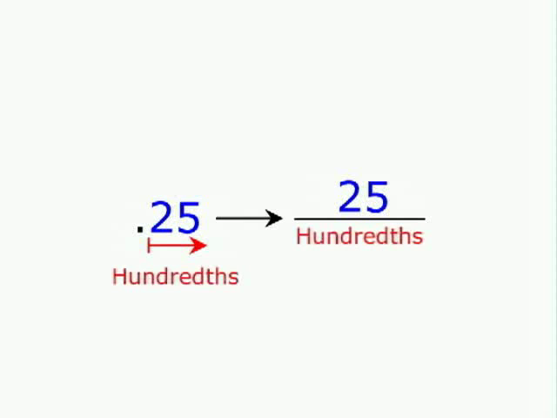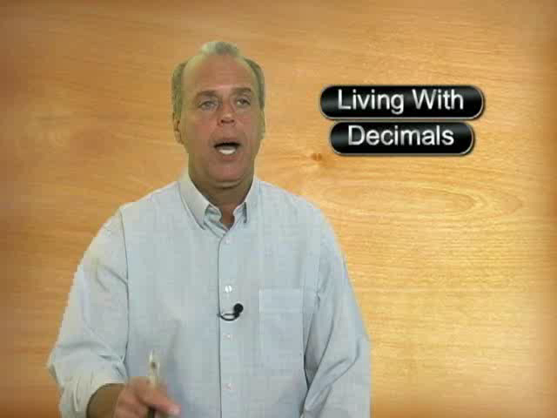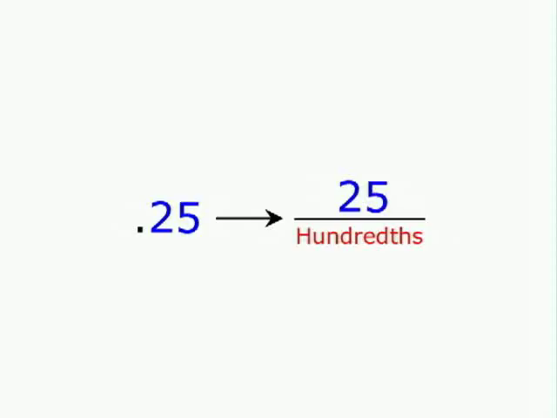The numerical part always goes on top of the fraction, and the place value always goes in the bottom of the fraction like this. How would you write hundredths as a number, Irving? I guess it's 100. That's right. Since our decimal is in the hundredths place, we place a 100 in the denominator.